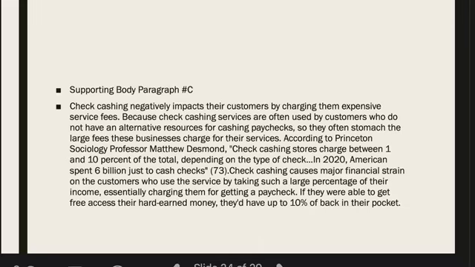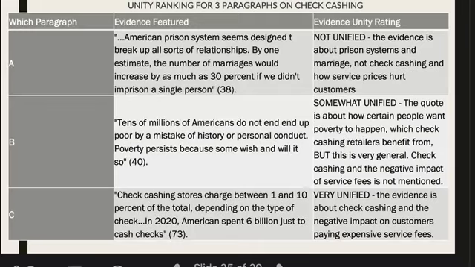Do you want a chart? Here's the chart. So essentially, this was the first piece of evidence. It was so not unified. The topic was about check cashing services and the negative impacts from service fees. That topic needs to be in there, right?